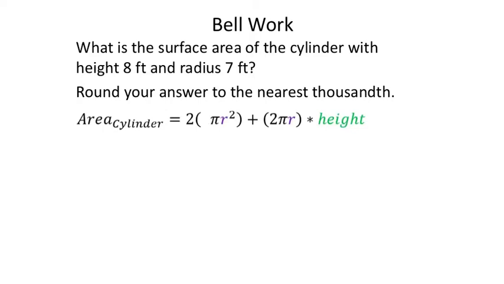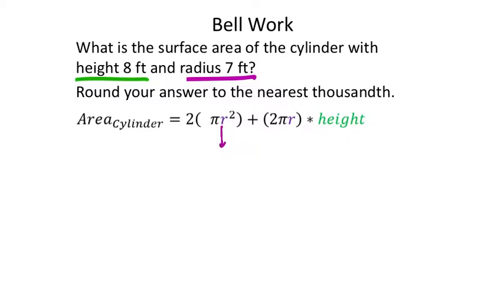So for this bell work, they have given us the radius and the height for this cylinder. So remember, a cylinder is created from two circles. That's why we have 2 times the formula for the area of a circle. And then it's also made up of one rectangle where the length is the circumference of the circle, 2 times pi times the radius, and then multiply that by the height. But they've given us those 2 values.